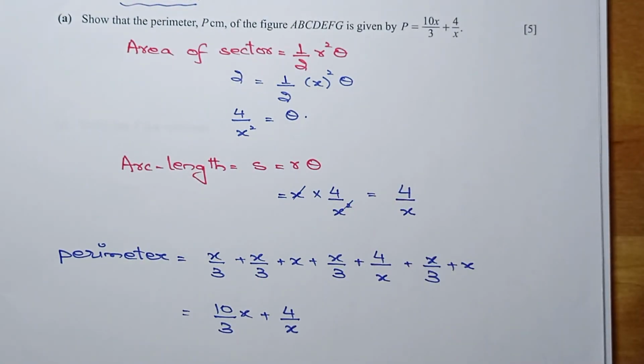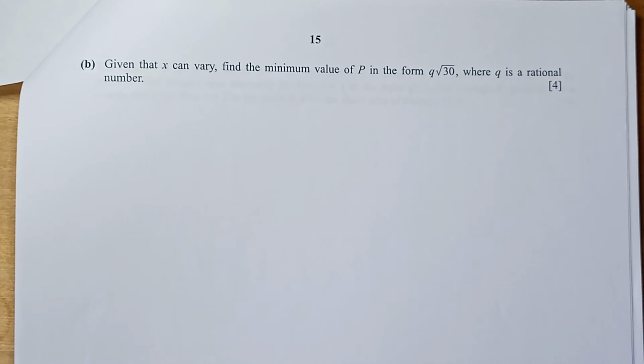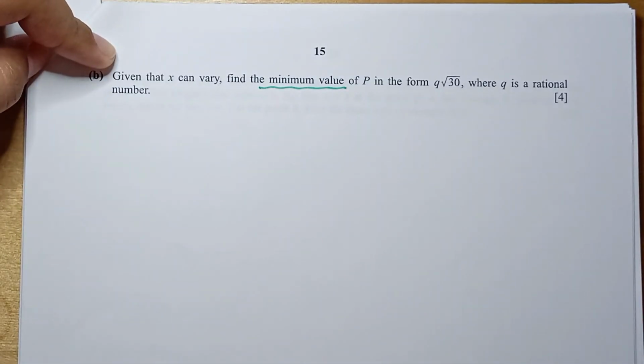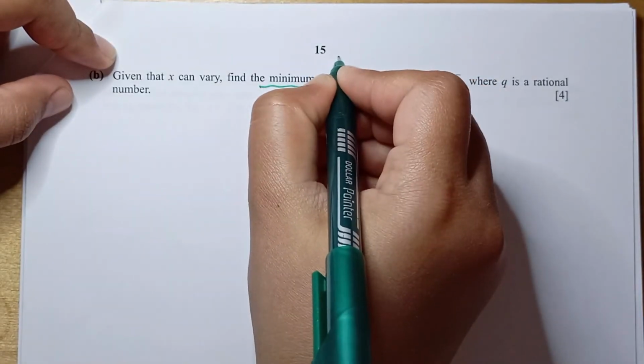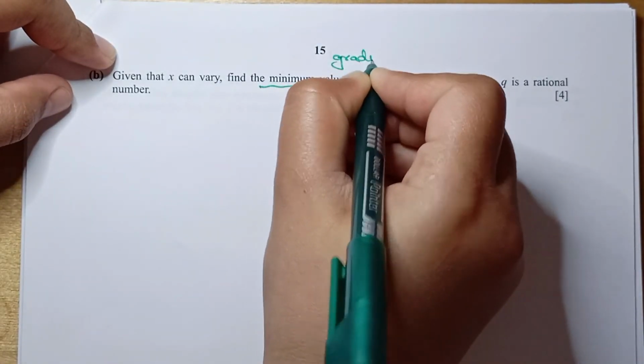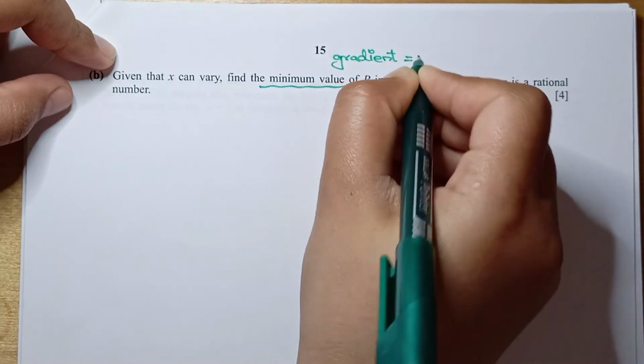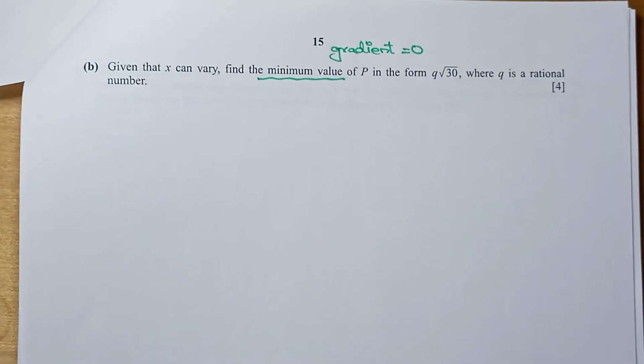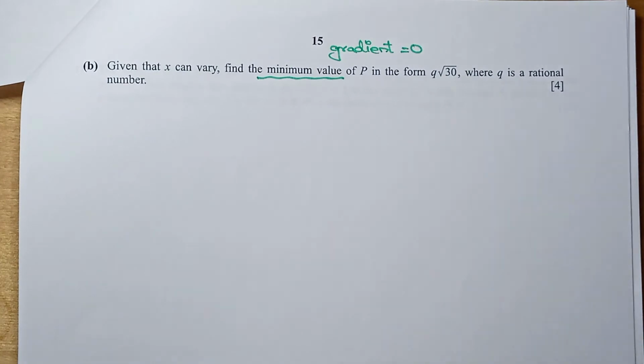This is the perimeter we got, and this is exactly the same: 10 by 3 x plus 4 by x. Now for part B, given that x can vary, find the minimum value of p in the form q square root of 30, where q is a rational number. Okay, so we need to find the minimum value. Keep in mind, whenever we need to find the minimum or the maximum value, we need to find the gradient and put it equal to 0. The gradient is basically the first derivative of that function. Putting it equal to 0, we can find the values for x, or the critical points.